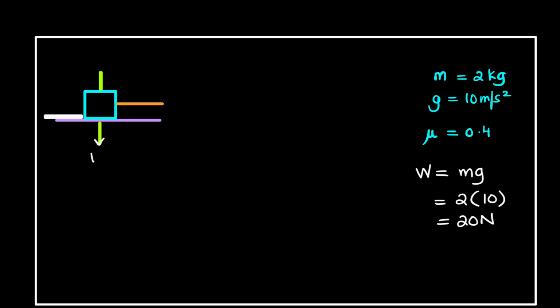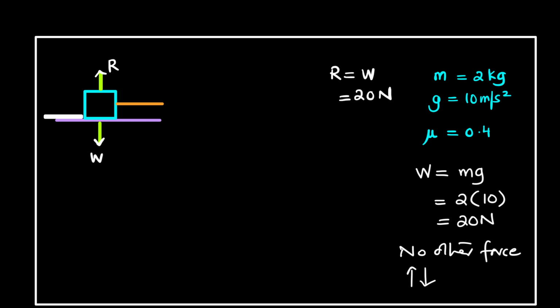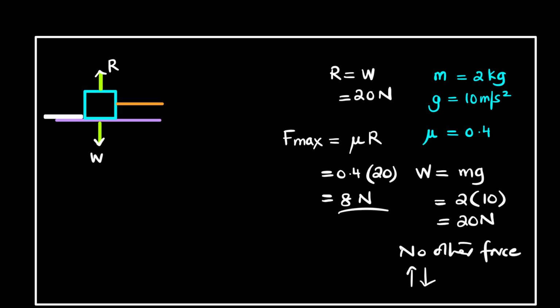Since the weight is acting vertically down and the normal reaction force is acting vertically up, and there is no other force acting in the up or the downward direction, therefore the value of R is W. The value of R is 20 newtons. Now let's evaluate the maximum value of the frictional force, which is mu multiplied by R, which is 0.4 multiplied by 20, which gives us a value of 8 Newton.